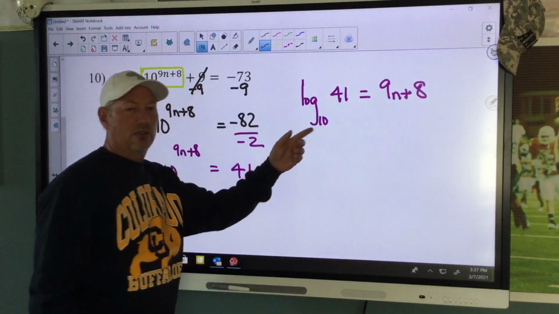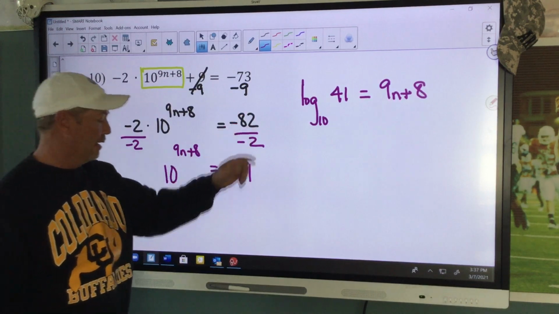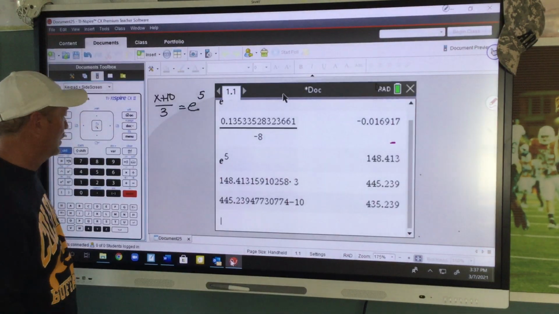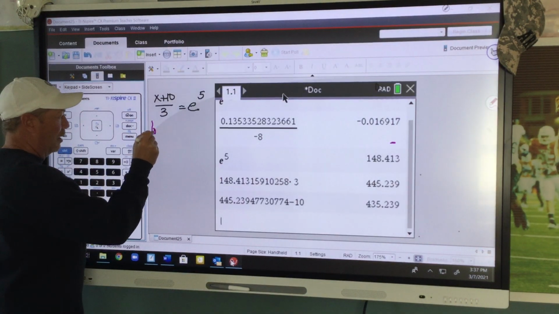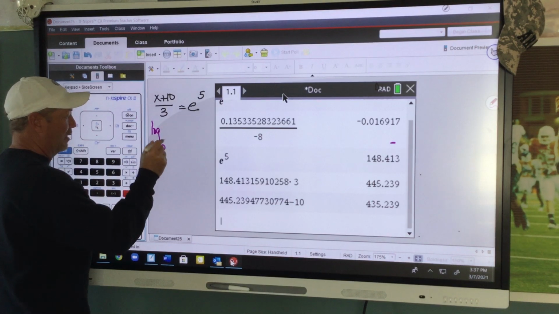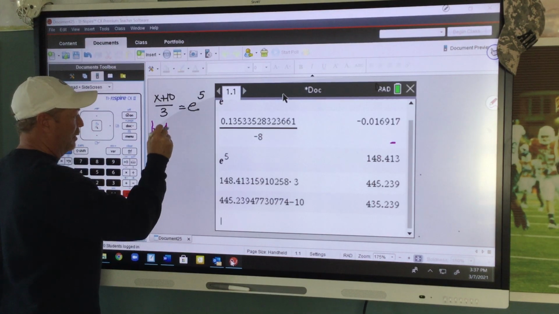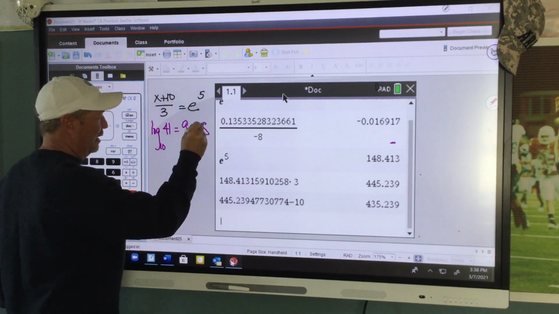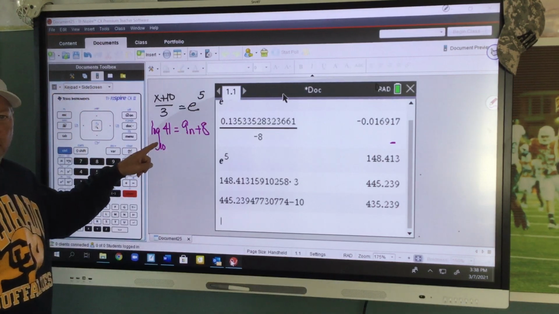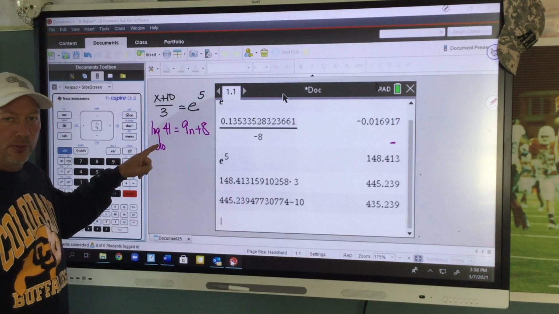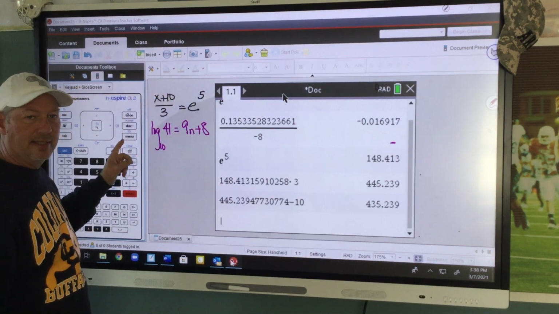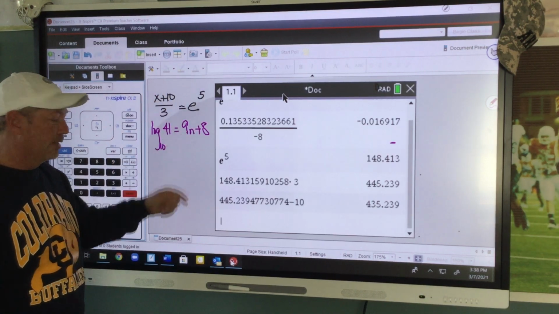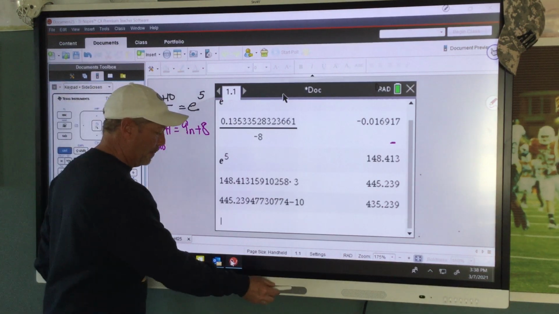And let me transfer this to my calculator page. Log base 10 of 41 equals 9n plus 8. So we're going to put this in the calculator and get a numeric value, and then we're going to move the 8 by subtracting and then divide by 9. Okay?